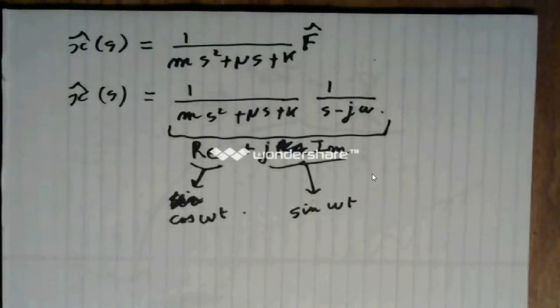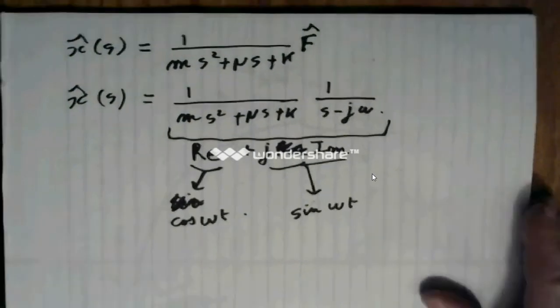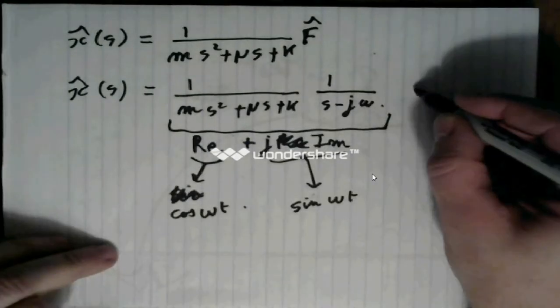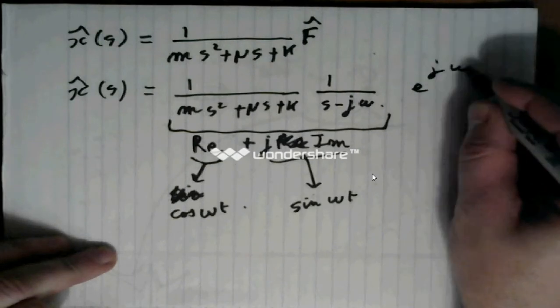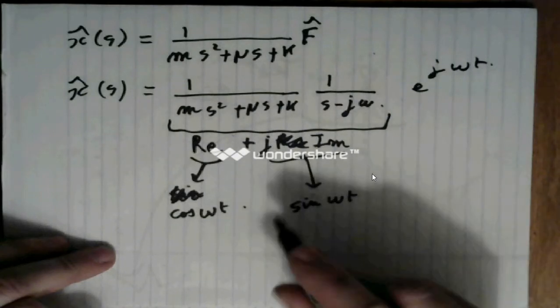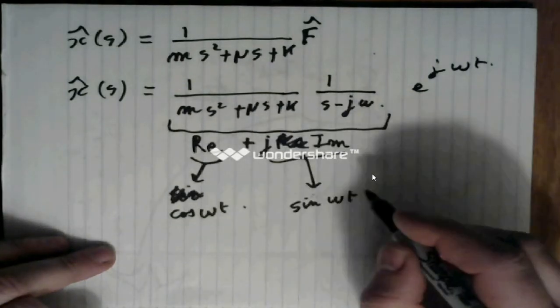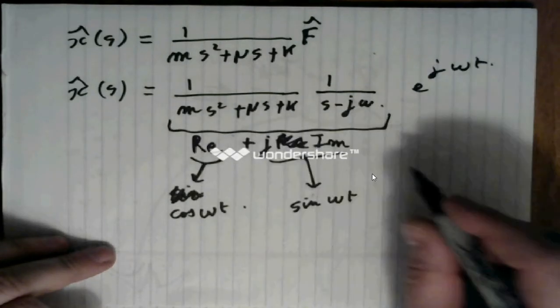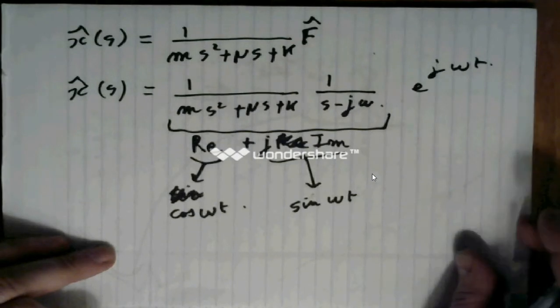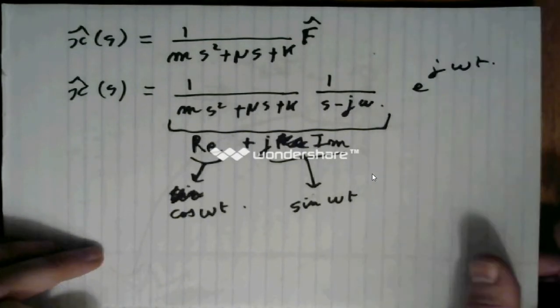To further extract the contents of the response x to a sinusoidal complex input e to the j omega t, we need to extract the real part of all this and the complex part of all this. By now, you probably know how to do that.